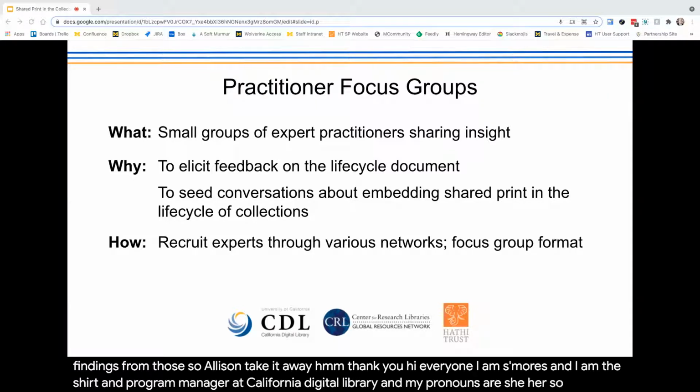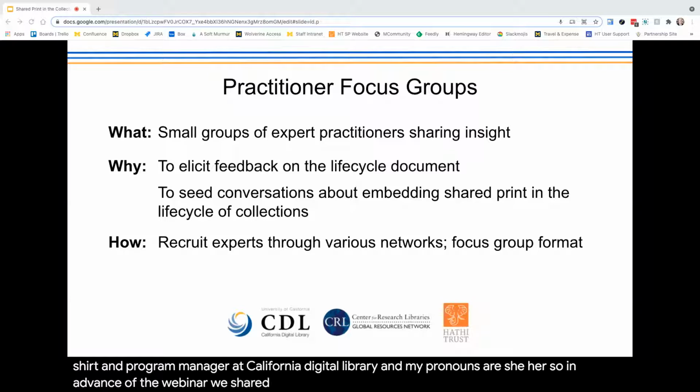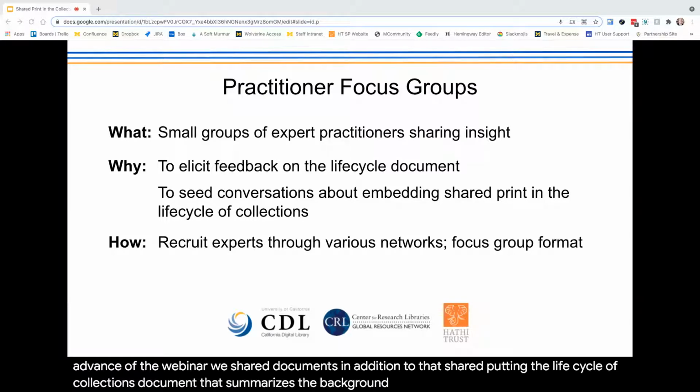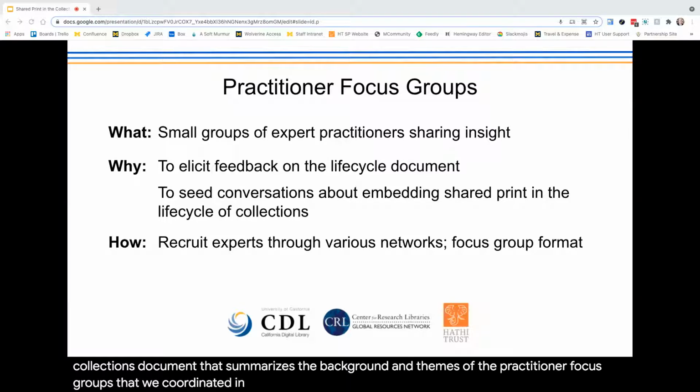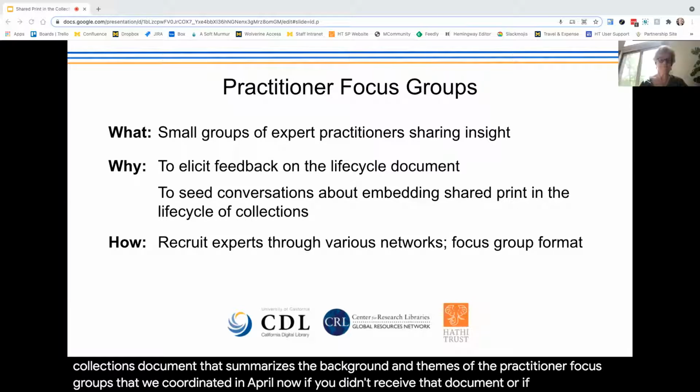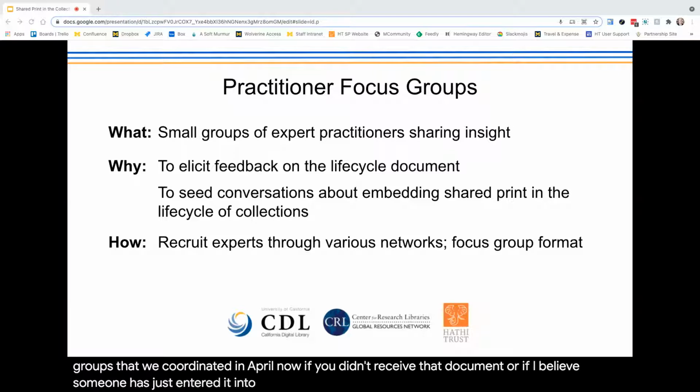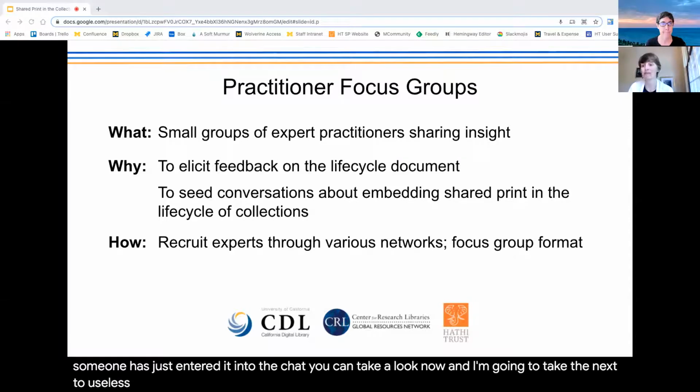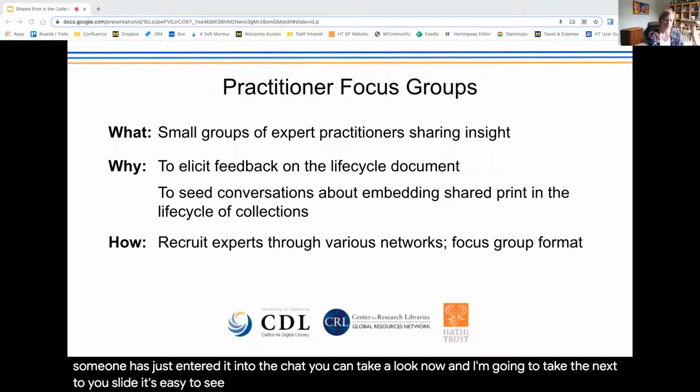So in advance of the webinar, we shared a document. In addition to that Shared Print in the Life Cycle of Collections document, a document that summarizes the background and themes of the practitioner focus groups that we coordinated in April. Now, if you didn't receive that document, or if you haven't had a chance to look at it, no problem at all. I believe someone has just entered it into the chat, so you can take a look now. And I'm going to take the next few slides to flesh those out a little bit more.